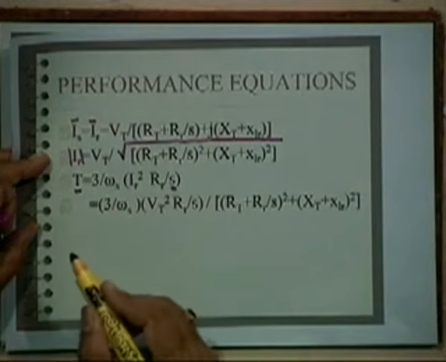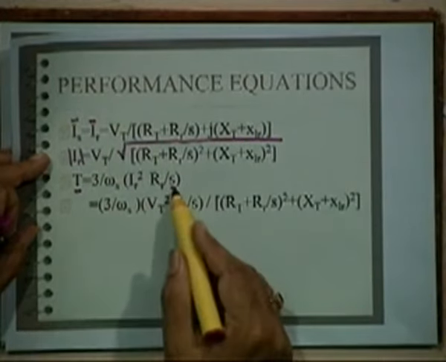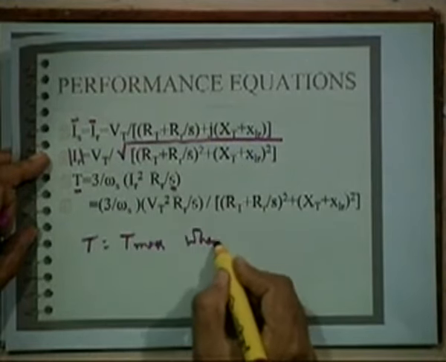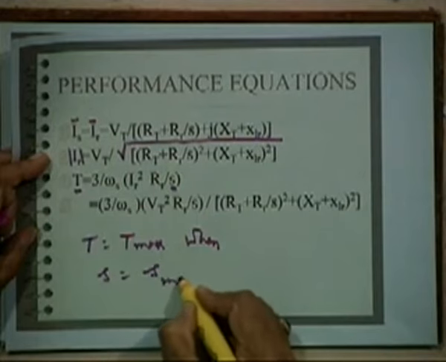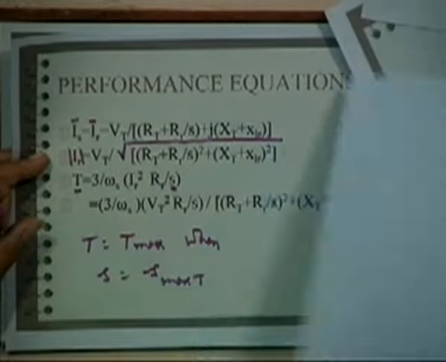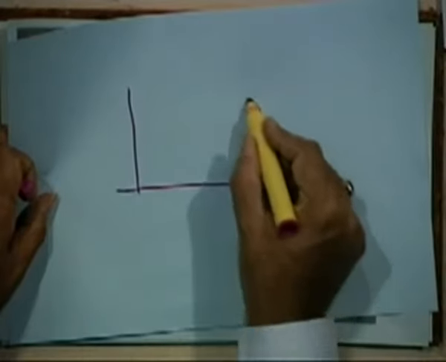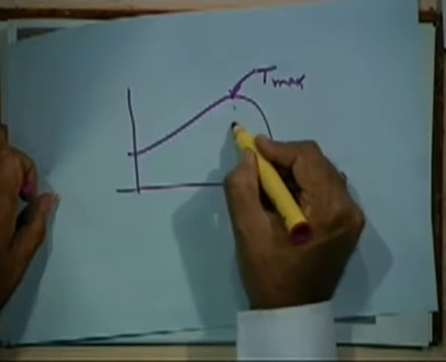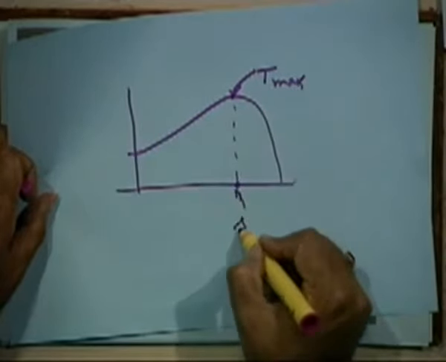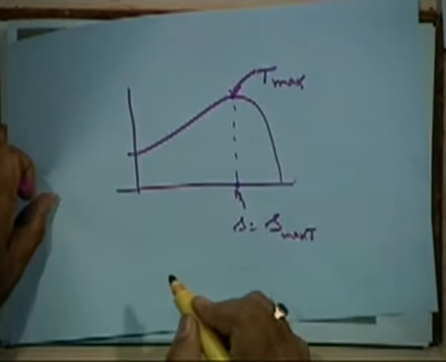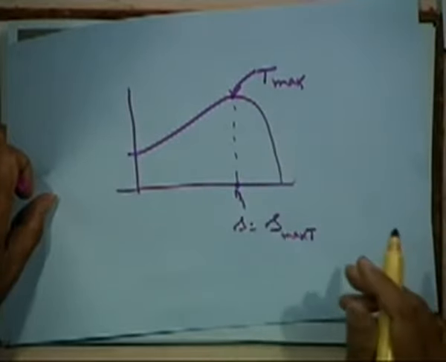Now what is the maximum torque? Maximum torque will be only at that slip when T is equal to T max, when the slip is S at maximum torque, right? There is only one such slip. We have seen in the last class the typical torque speed characteristics where this is the maximum torque, when the slip is, we call it, the slip at maximum torque. There is only one slip at maximum torque. You want to know at that slip what will be the torque and what is that slip.